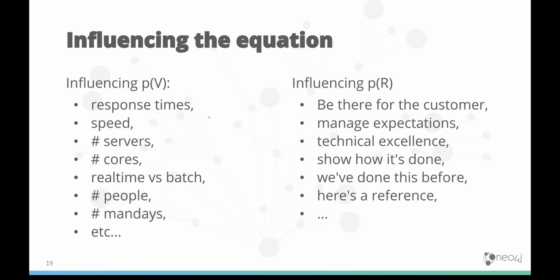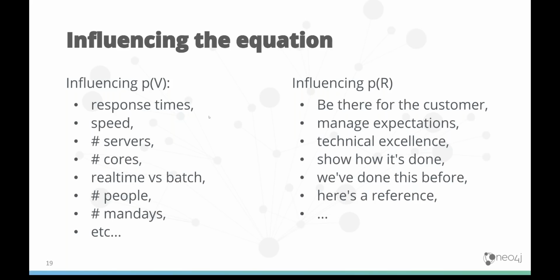Same thing for the perception of risk, right? We're going to have to make that obvious. We're going to have to make that clear to the client that there are so many references out there. We have done this before. We have piloted before. We have reference customers. We have all of these things that will lower the perception of risk, right? And this is how we can do that.